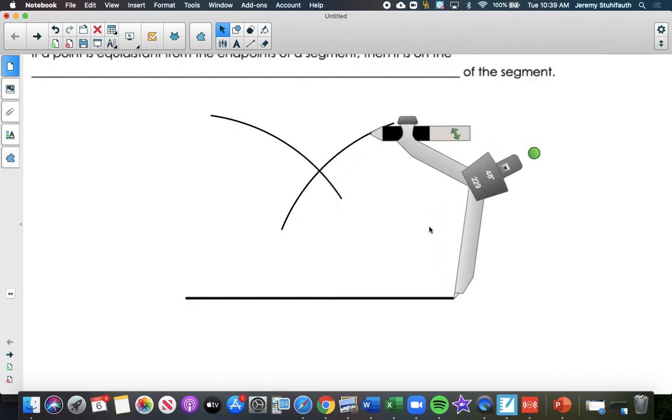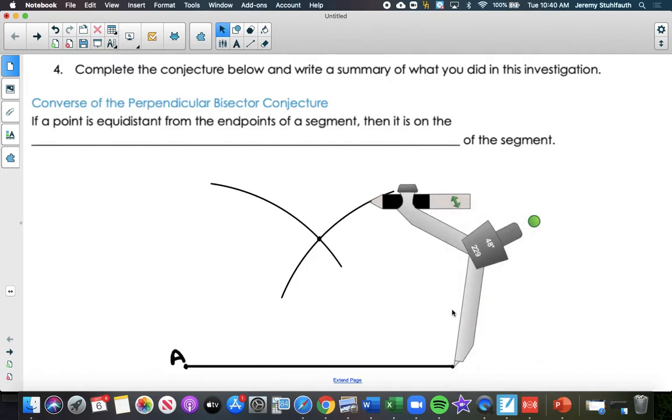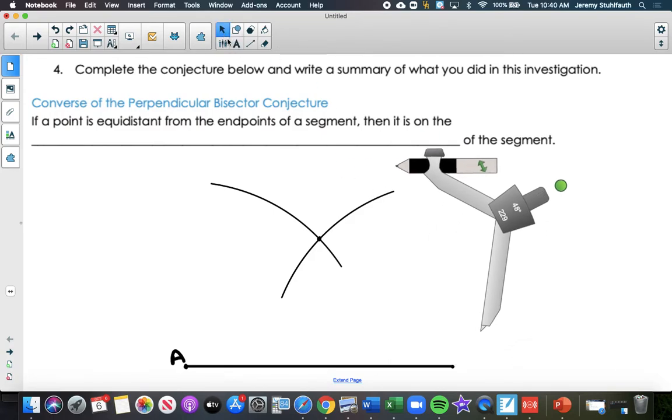Now, what we know is that this point where these two arcs intersect, the point that I'm putting right there, is the same distance from this endpoint. We'll call this endpoint right here A. And again, it's hard to write with the trackpad. Let me move this compass real quick. I forgot to label this, so we need to label it.